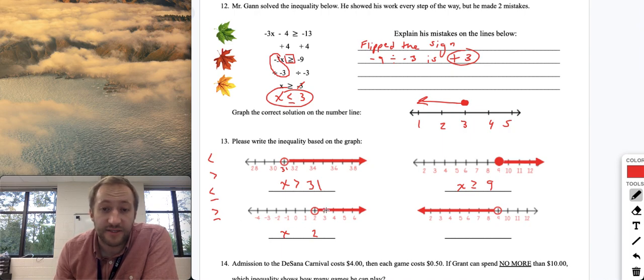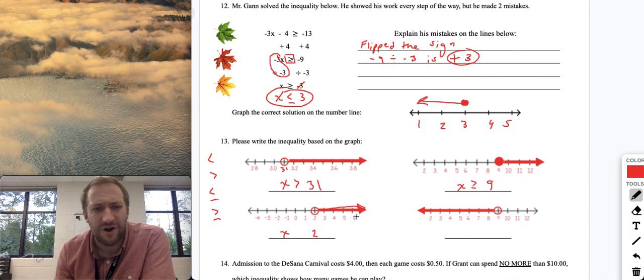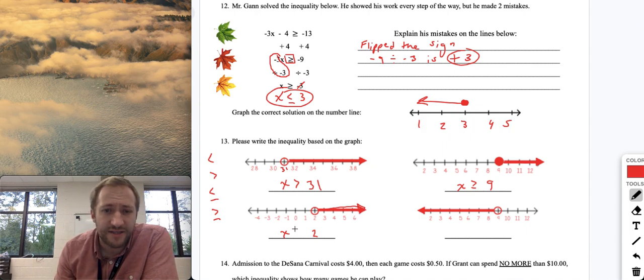So it looks like x is all the numbers that are greater than, because it's going to the right. The numbers get larger as they go to the right. So x is greater than 2. And then whenever I write these, I always double check and make sure that it makes sense. X is greater than 2.